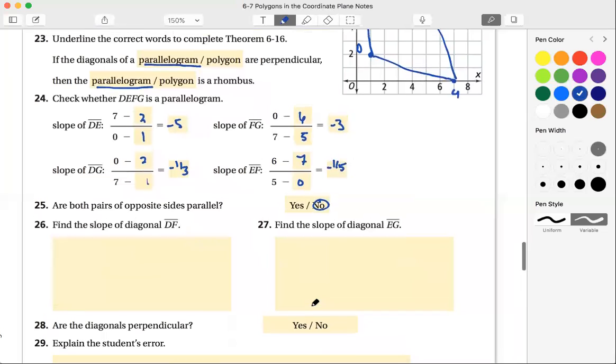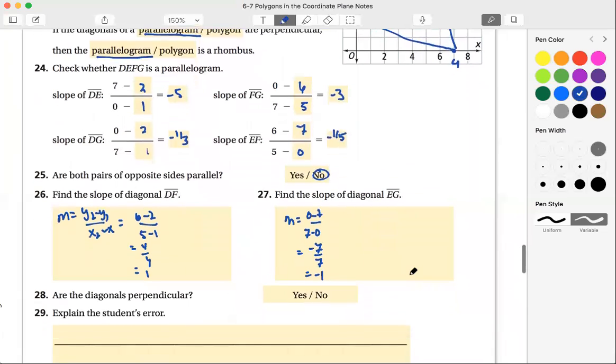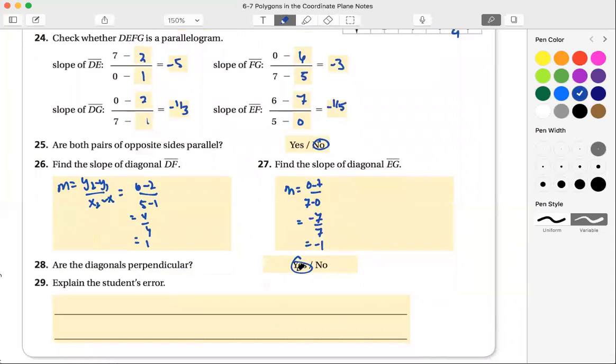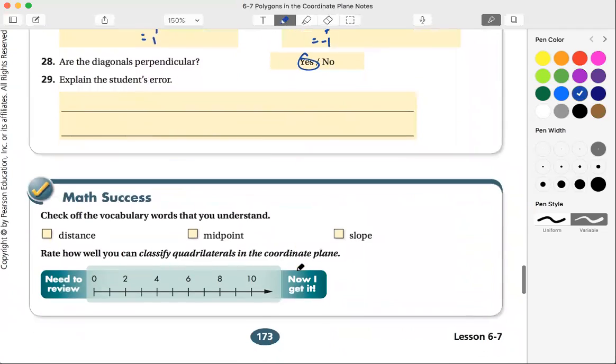Find the slope of the diagonals now. Remember, slope is equal to (y2 minus y1) over (x2 minus x1), which for DF is (6 minus 2) over (5 minus 1), which equals 4 over 4, which equals 1. EG is (0 minus 7) over (7 minus 0), which equals negative 7 over 7, which equals negative 1. Are the diagonals perpendicular? Yes. So although the quadrilateral has perpendicular diagonals, it is not a parallelogram, so it cannot be a rhombus. And that's the end of that section.